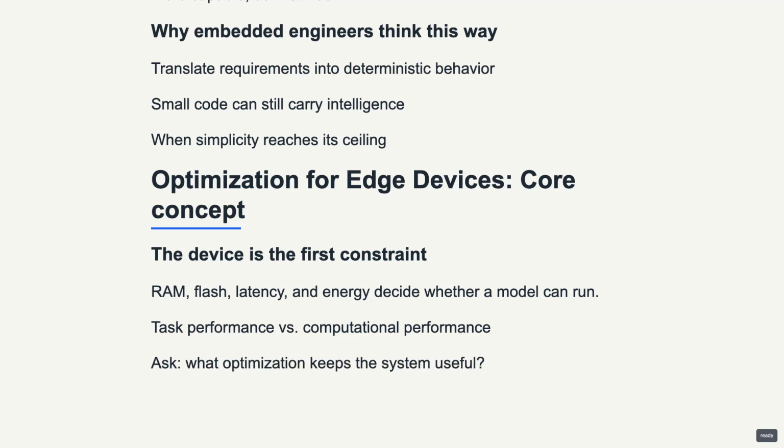That changes the question from can we optimize to which optimization preserves usefulness? The right answer depends on what the device can support and what failure would cost in deployment.